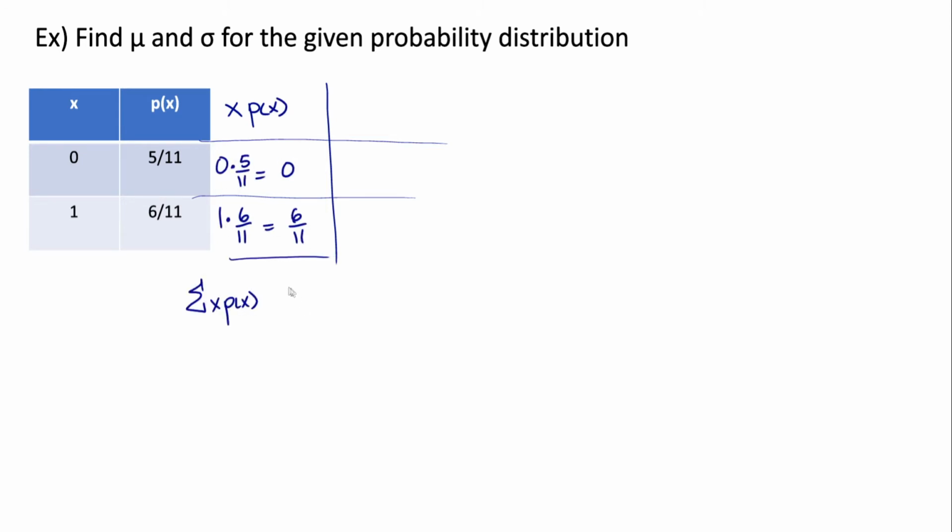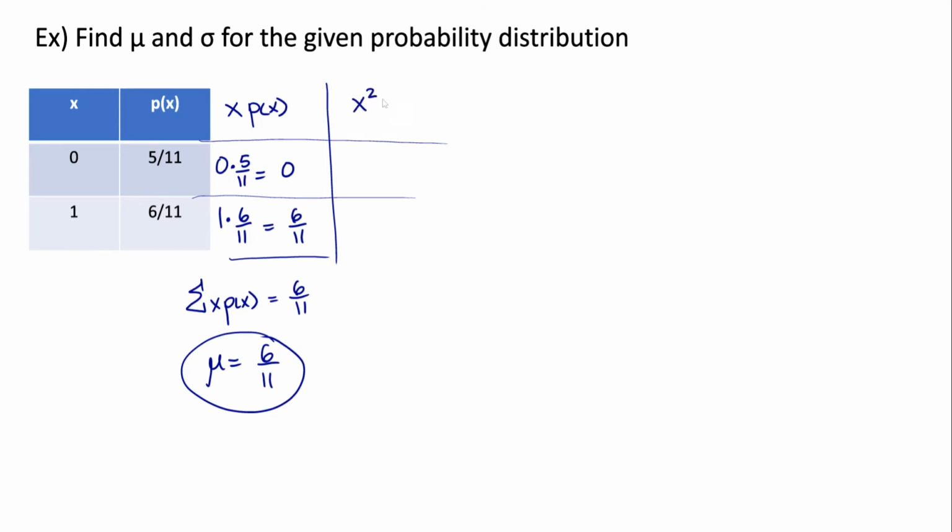Then we add these up, and we end up getting 6 over 11. So our mean is equal to 6 over 11. Now we want to find our standard deviation. I'm going to opt to do this using the first formula because I think it's a little bit easier, but you should get the same answer even if you use the second formula.